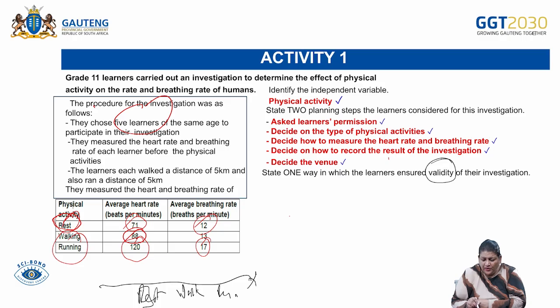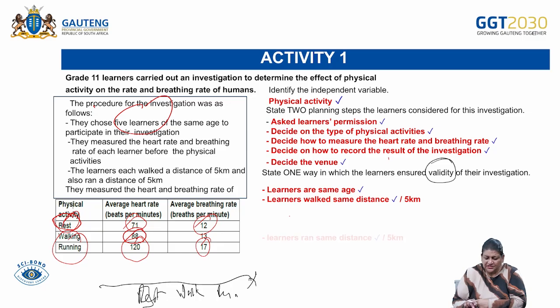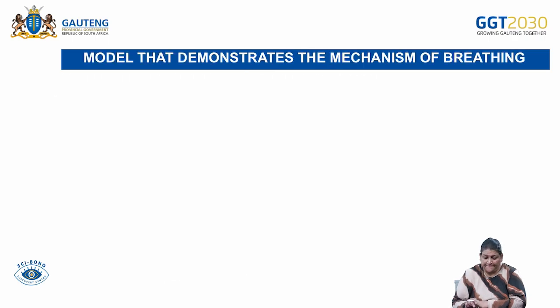So state one way in which the learners ensured validity. They were of the same age, they walked the same distance, 5 kilometers, they ran the same distance when they're doing physical activity, 5 kilometers, okay? So that could be the same. And what else? Same age, same distance, and also the same person can actually record the data, right? So that also can be part of your validity.